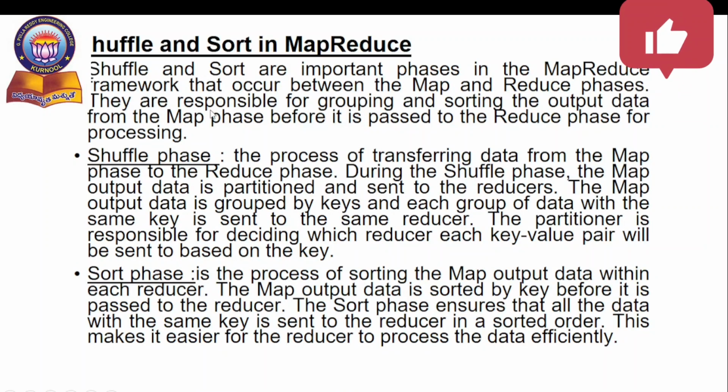Now we'll see what exactly shuffle and sort perform on the data. Shuffle and sort are important phases in the MapReduce framework that occur between the map and reduce phases. Shuffle and sort perform their action in between the map and reduce jobs. They are responsible for grouping and sorting the output data from the map phase before it is passed to the reduce phase for processing. So in between map and reduce, we have the shuffle and sort process.